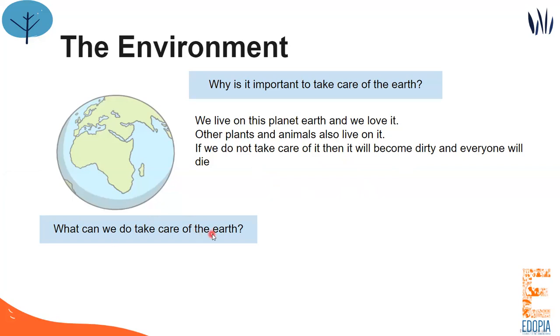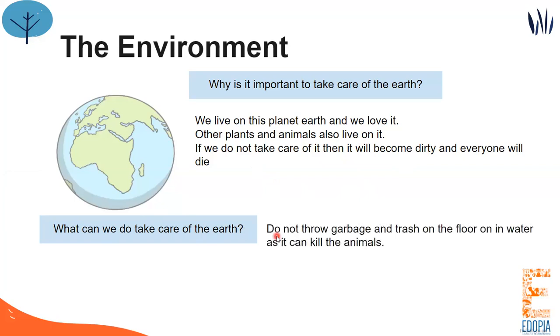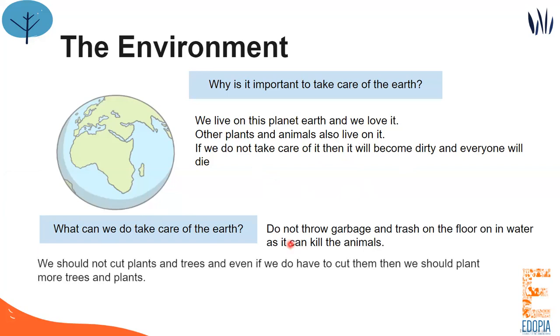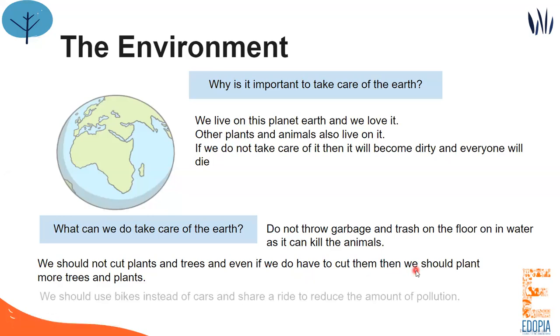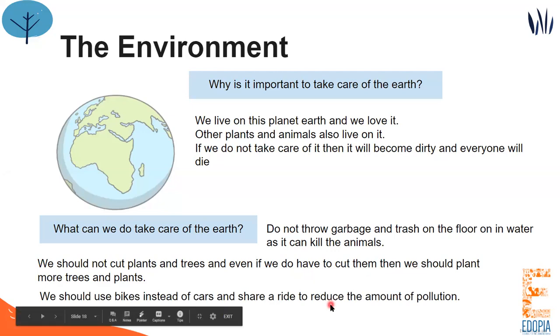Now, what can we do to actually take care of the Earth? First of all, we should not throw garbage and trash on the floor or in water, as it can kill the animals or even make people sick. Second, we should not cut down the plants and trees. Even if we do have to cut them, then we should plant more trees and more plants. And we should use bikes instead of cars, or even if you can't bike your way, then you can share a ride to reduce the amount of pollution which comes from the cars. And last and not the least, we should not waste water.